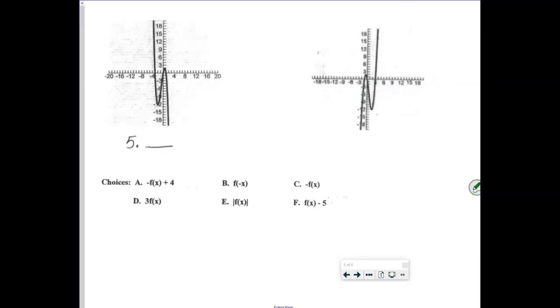And then, what else we got here? Number 5. Whoa. Now, here's what I noticed about number 5. This minimum point is still just as low as it was before. It's still down at negative 12, but it's been shifted over to the other side of the y-axis. Therefore, it's B, reflection over the y-axis. Clearly, it is B.